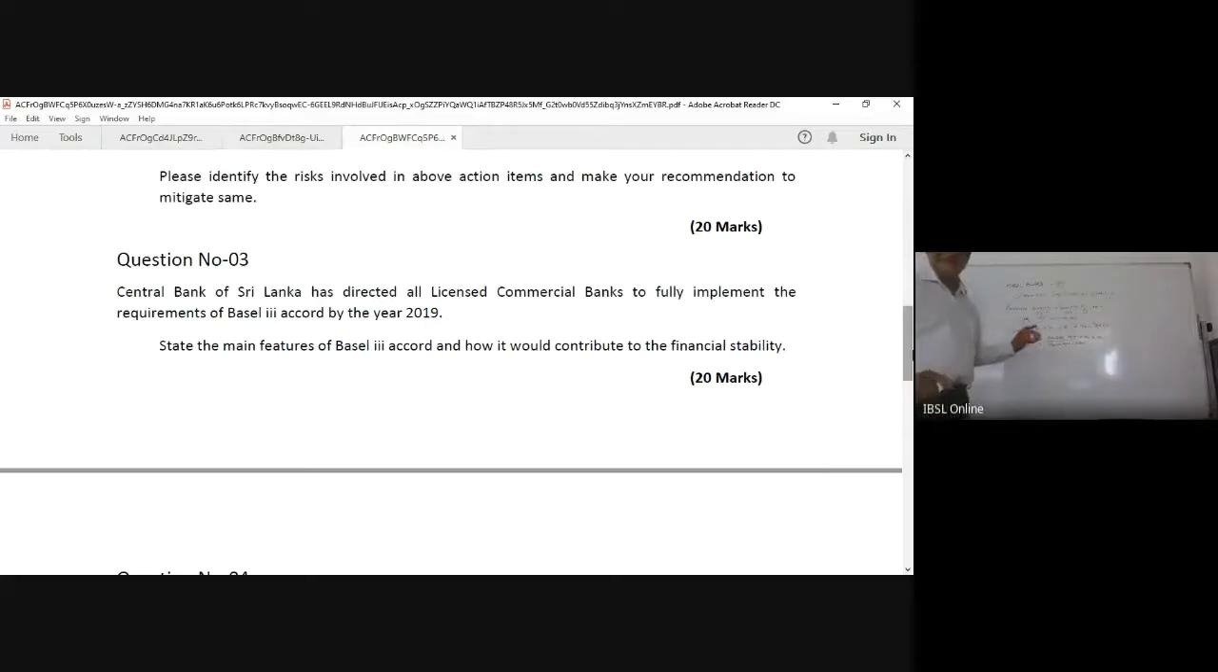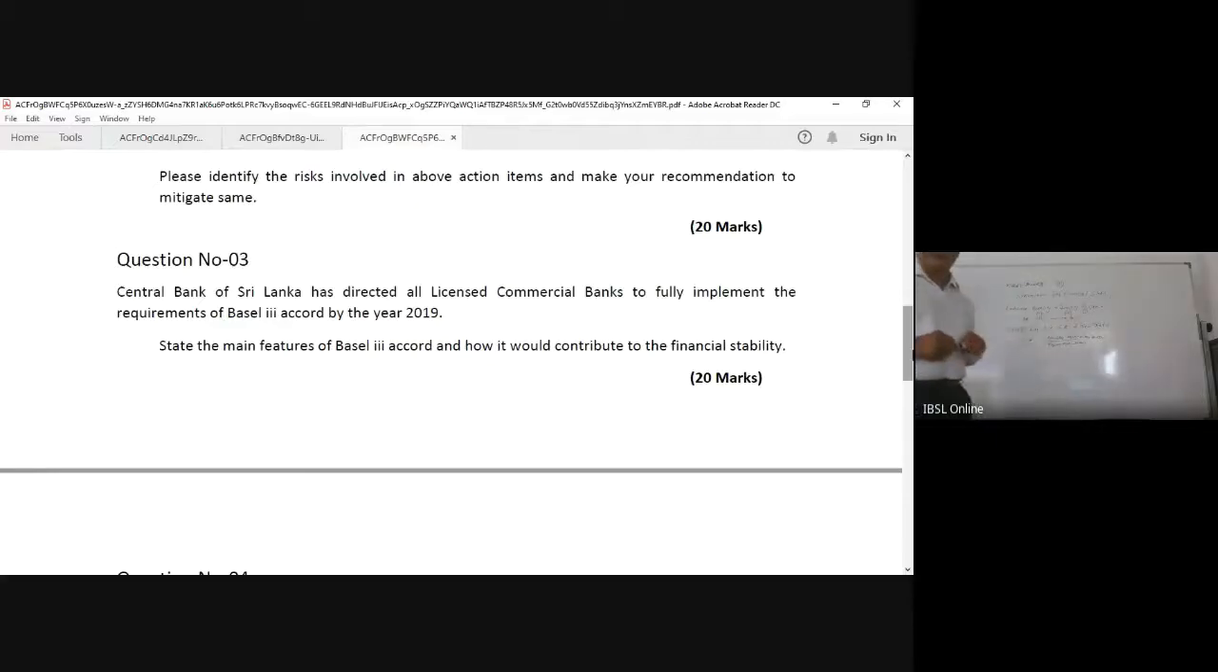Under this, they say available high quality liquid assets for the 30-day horizon divided by required high quality liquid assets for the 30-day horizon should be either equal to or exceed 100% under this coverage ratio.